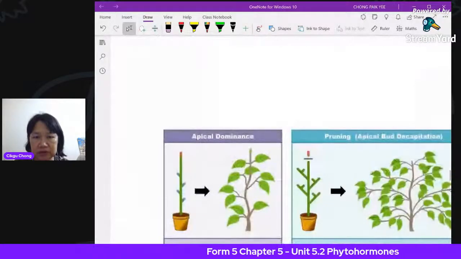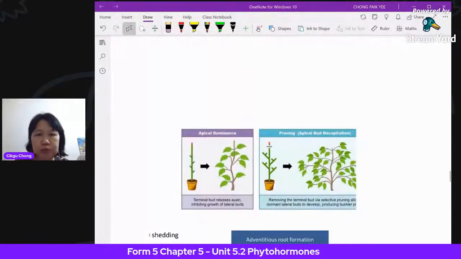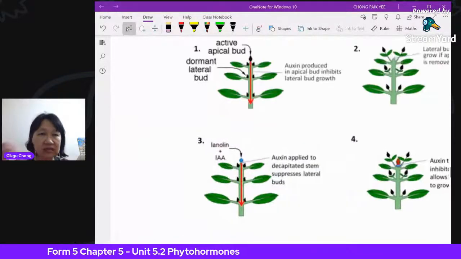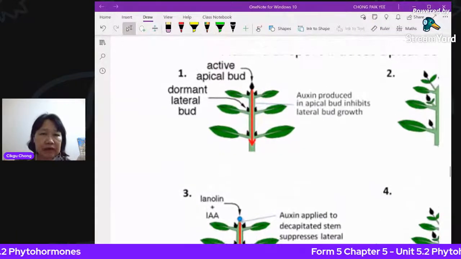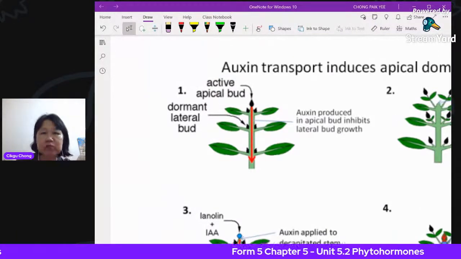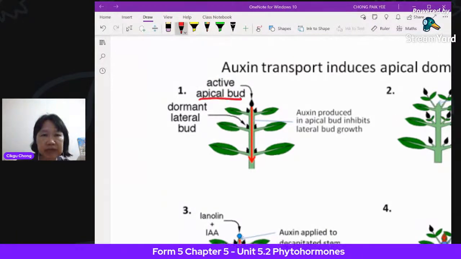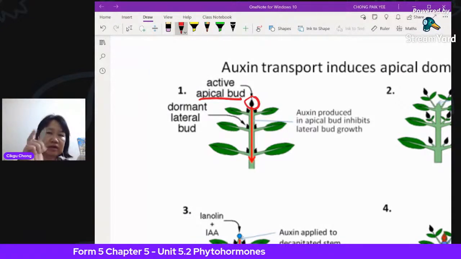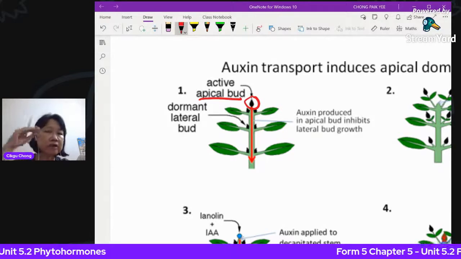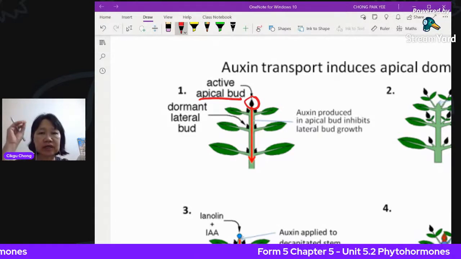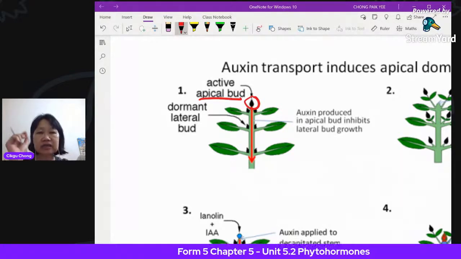Okay, buds are the little flowers that are supposed to come out later on. For buds, you have two positions. One is called apical bud. Apical bud is at the tip of the shoot. Apical means at the top, the tip, the topmost one. All right, the top is called apical.